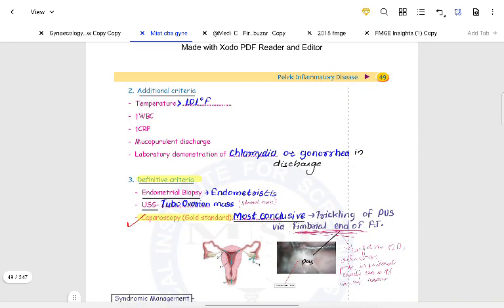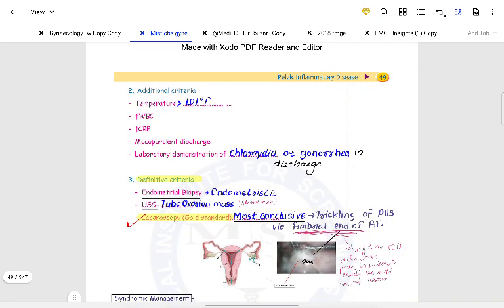Neisseria gonorrhea, we said, causes acute infection, and chlamydia, if other than polymicrobial, if the question asks, we say it is caused by chlamydia. So the additional criteria is temperature greater than 101 degrees F, increased WBCs and CRP, mucopurulent discharge, and lab demonstration of chlamydia or Neisseria gonorrhea in the discharge.